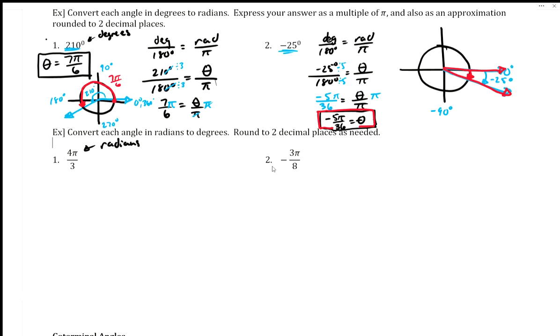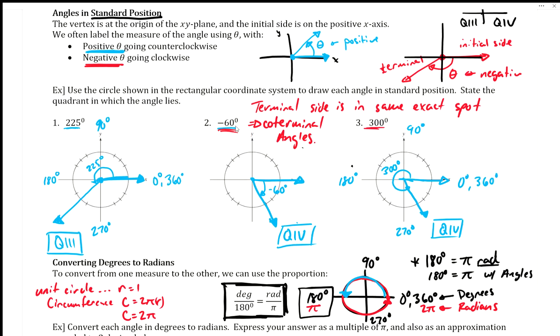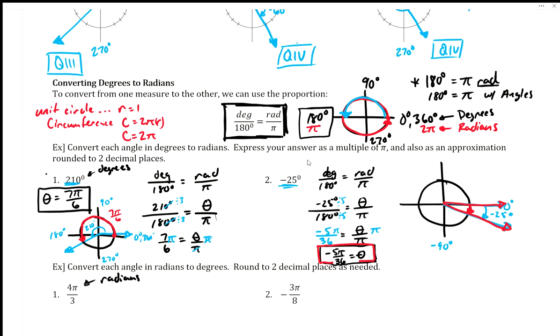In a previous video, we showed that negative 60 and 300 are coterminal because they end in the same spot. So their initial side and their terminal side are the same. They just took a different route to get there. So that's all coterminal angles are.